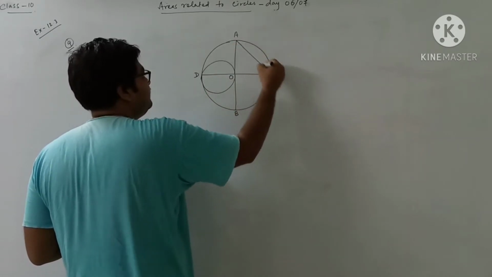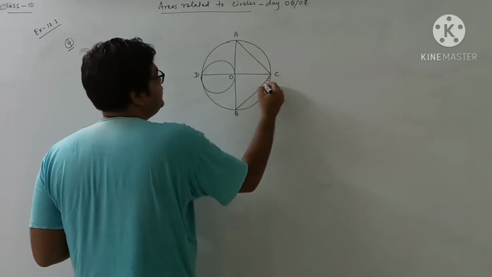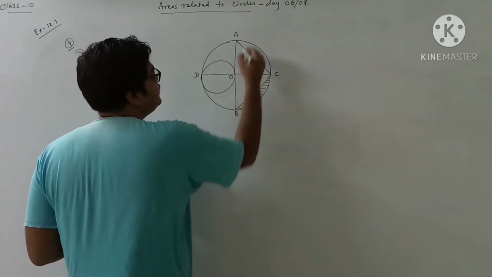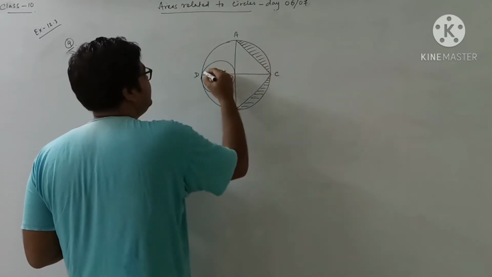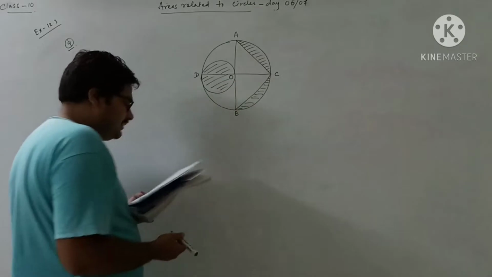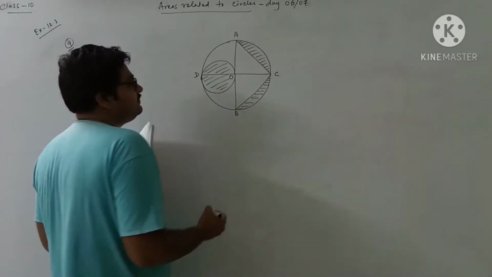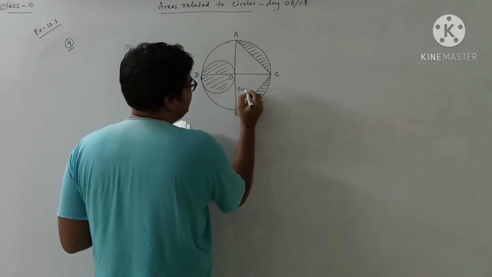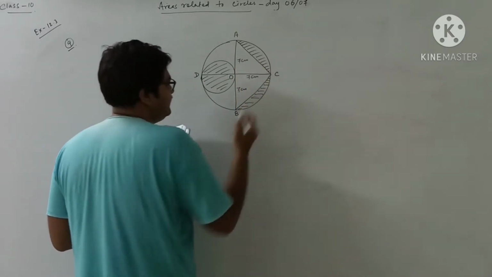This one triangle. I have to find out the area of this one, and area of this one. So these two shaded together, area we have to find out. We are given OA equal to 7 cm. This is 7 cm, this is also 7 cm, and this is also 7 cm.